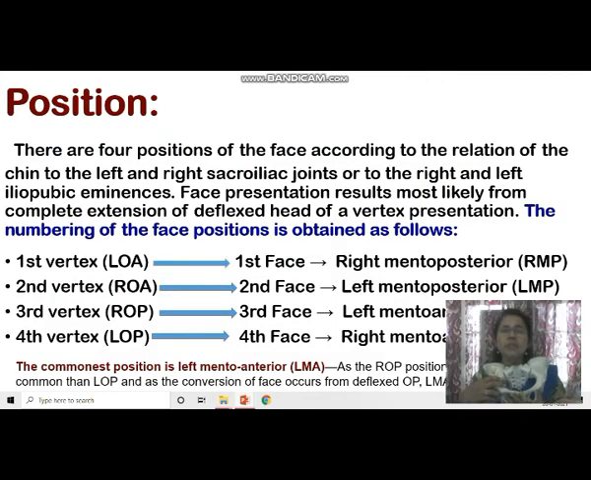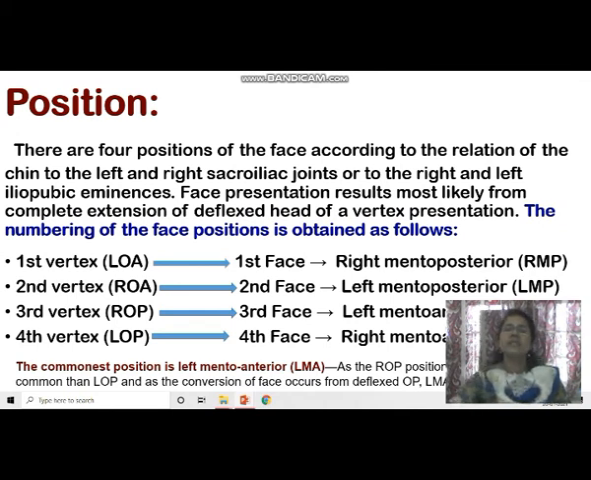Position. There are 4 positions of face presentation according to the relation of the chin to the left or right sacroiliac joint, this is the right sacroiliac joint, this is the left sacroiliac joint, or to the left or right iliopubic eminence. This is the iliopubic eminence. According to this relation of the chin to the pelvis, the position is usually identified.